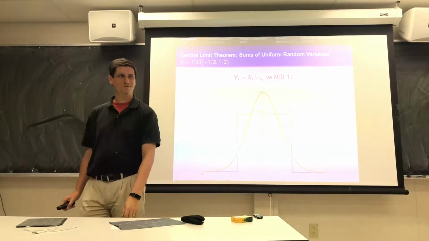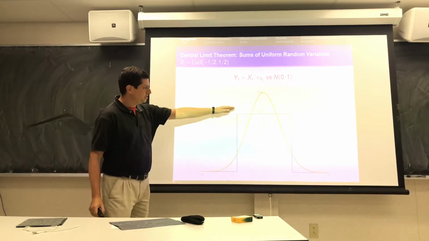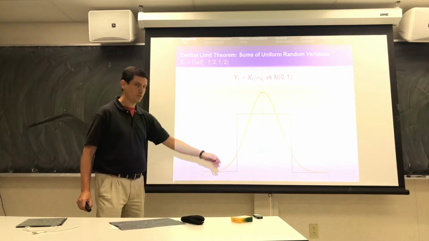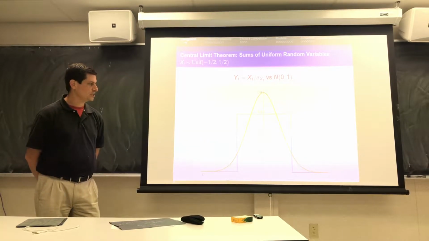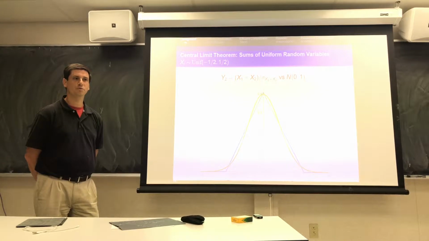No. Right? And so the area under this curve is just 1. The area under the other one is 1. They don't look great. Do they look terrible? It's not terrible, but it's not a great job. This is the sum of two uniform random variables.